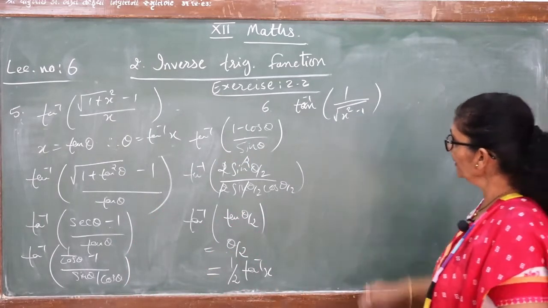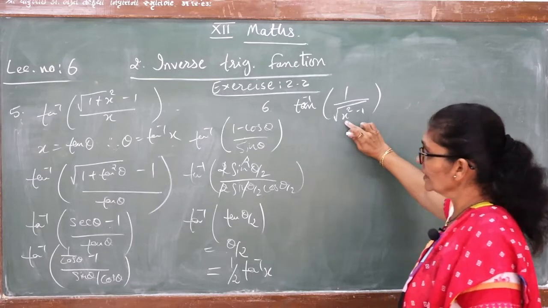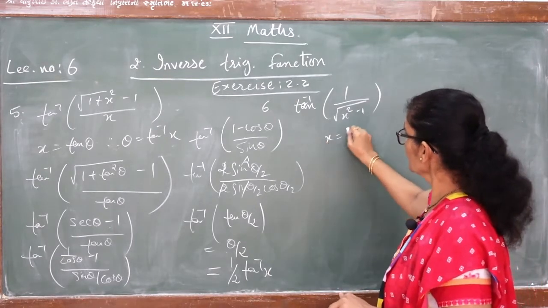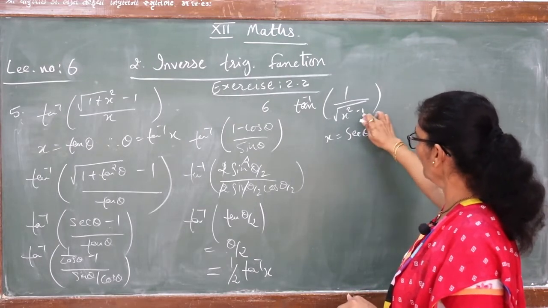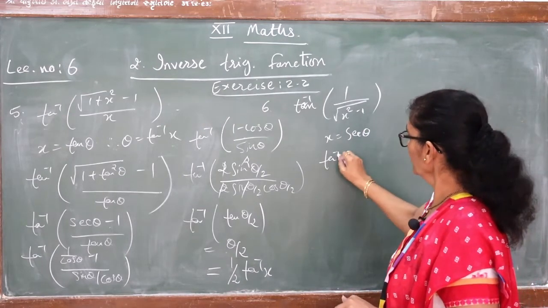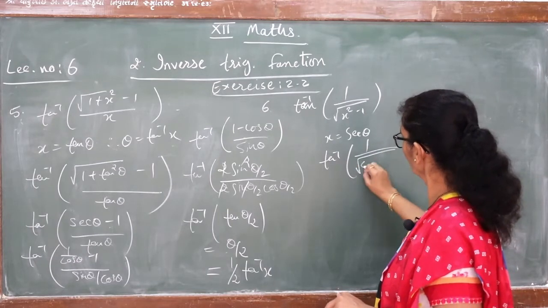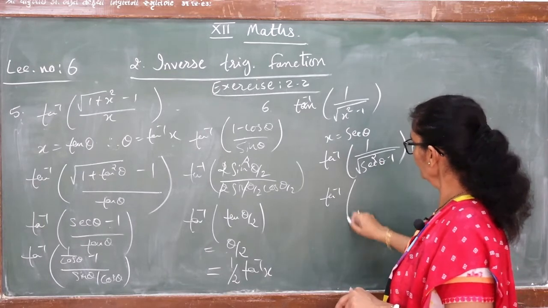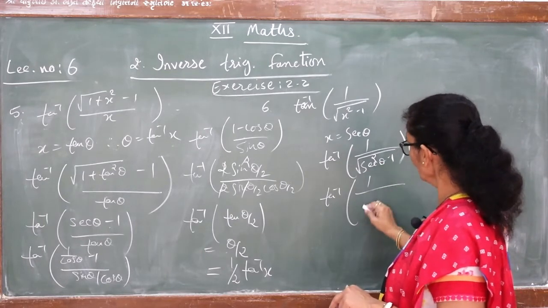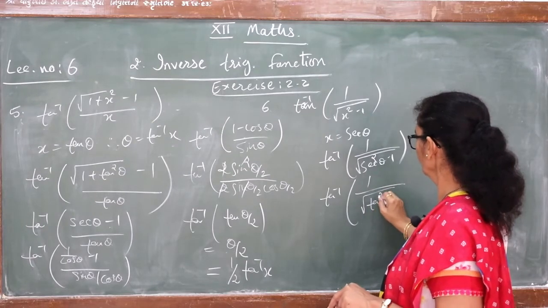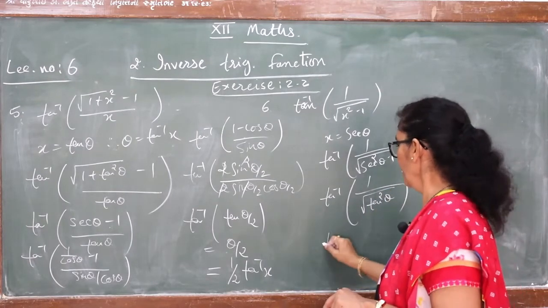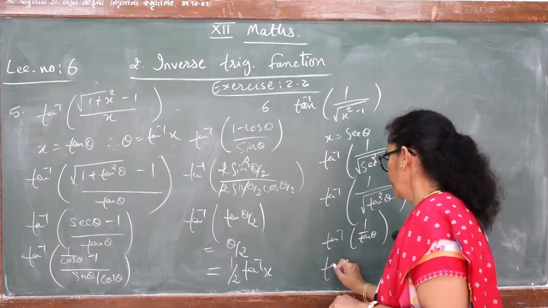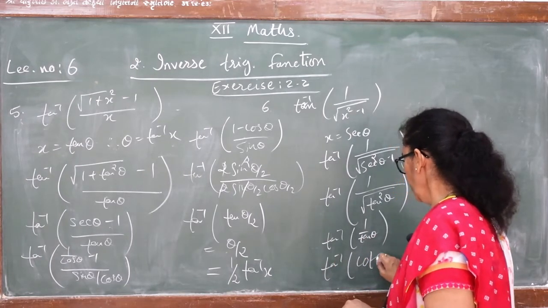Similarly here also, you have to take an assumption in such a way that x square minus 1 becomes a formula. So let's take x equal to sec theta, because sec square minus 1 is tan square. So tan inverse 1 upon under root sec square theta minus 1. Sec square minus 1 is tan square theta. Square and root will be removed, so 1 upon tan theta. But 1 upon tan is cot. So in tan inverse we are getting cot theta.